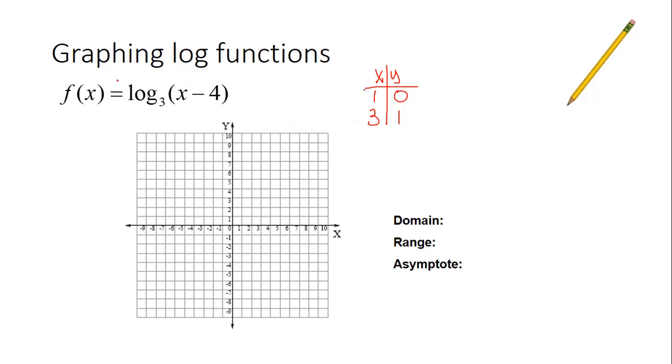Now I gotta think. Well, there's no stretches, right? There's no number multiplied here. There's nobody on the outside over here, so that means I'm not going up or down. I am, however, going right 4, right? So I'm going to add 4 to all the sides here on the x. I can figure out my table. So that'd be 5 comma 0 and 7 comma 1. So let's graph that. 5 comma 0, 7 comma 1.